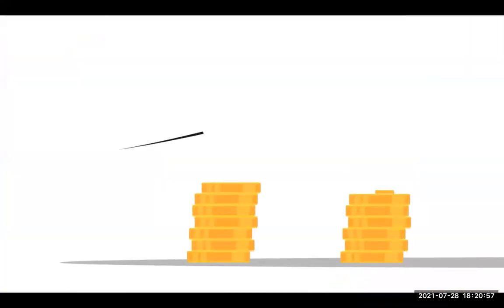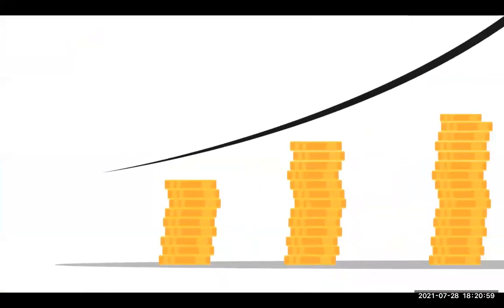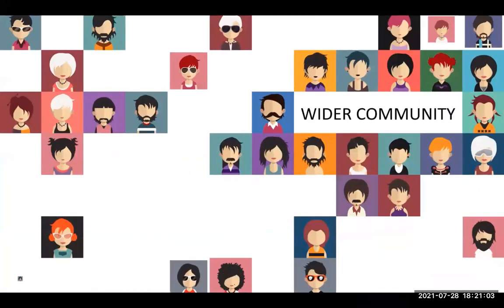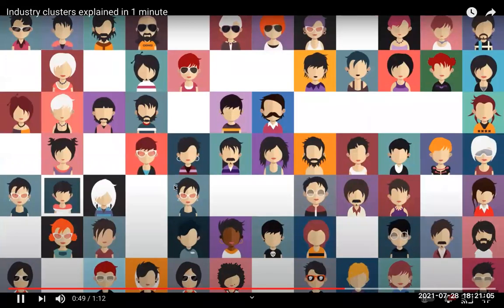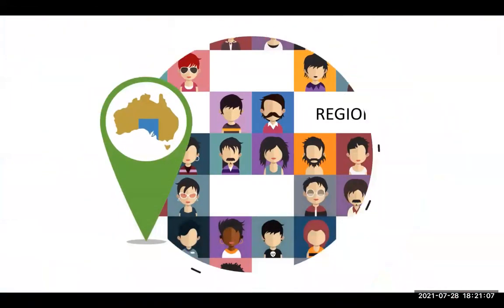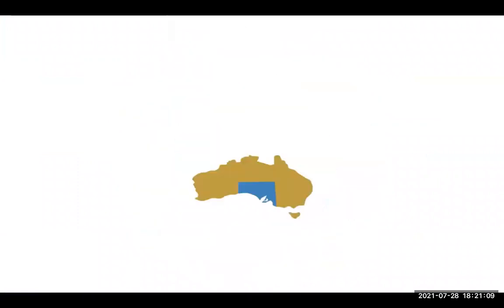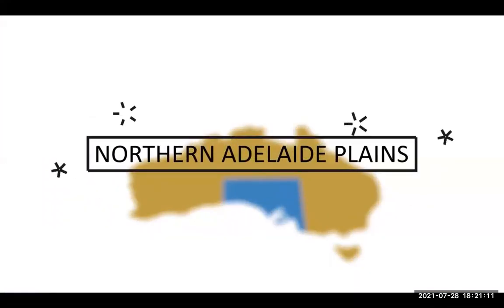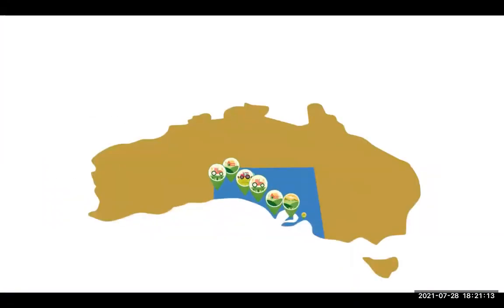Naturally, this can lead to increased profitability and sustainability. This has flow-on effects for the wider community, leading to growth at a regional level and building strong communities. This brings us to the Northern Adelaide Plains. The region is a natural cluster, and our new cluster project can help take it to the next level.